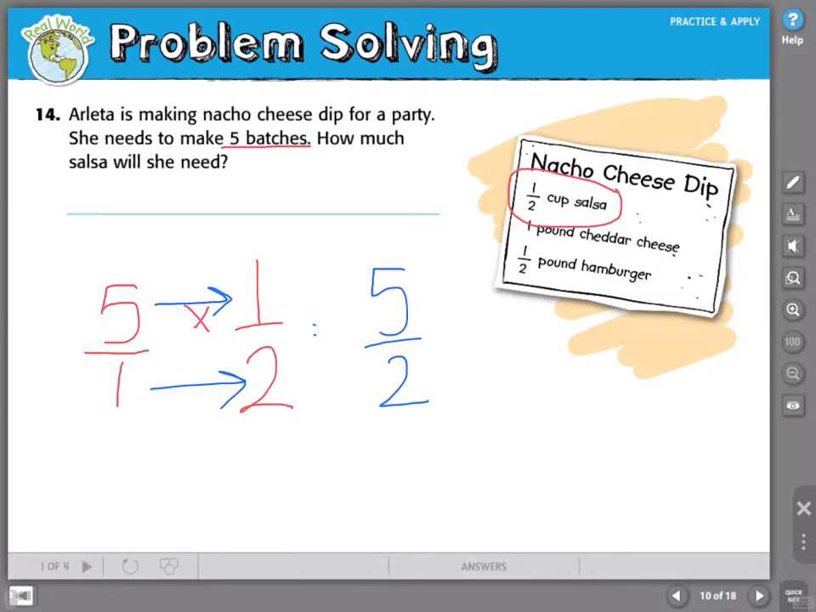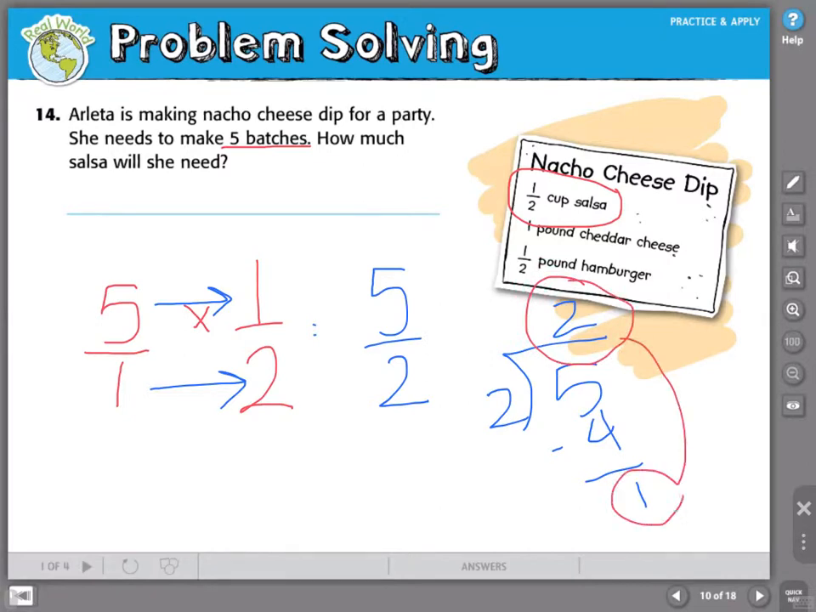And I have 5/2. This, of course, is an improper fraction. So I'll need to turn it into a mixed number. 2 can go into 5 2 times. Subtract a 4, and I get 2 whole cups with 1/2 cup left over. So my answer is 2.5.